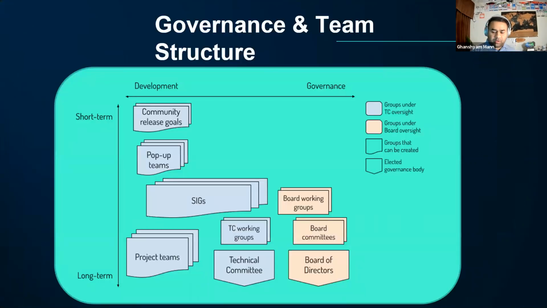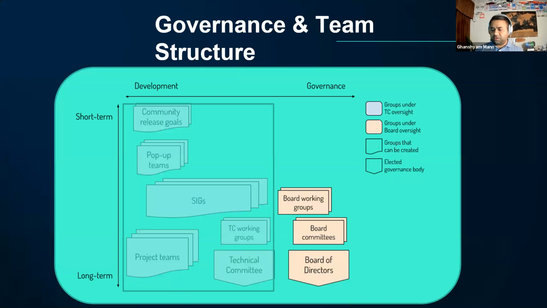And yeah, now we'll talk about the governance and the team structure in OpenStack, how different teams play their roles and what their responsibilities are. And this is our complete picture for all the groups and teams. If you see the board working group, board committee, and board of directors, these are under the board of directors, which is obviously the governance body representing all the foundation members also.